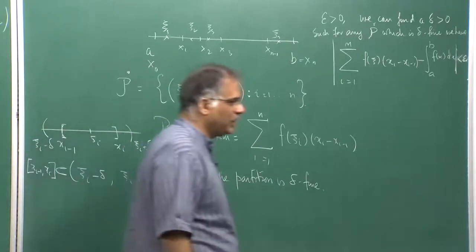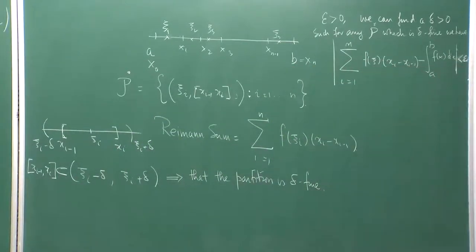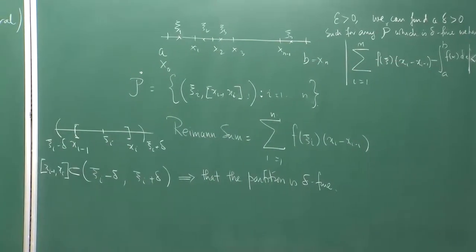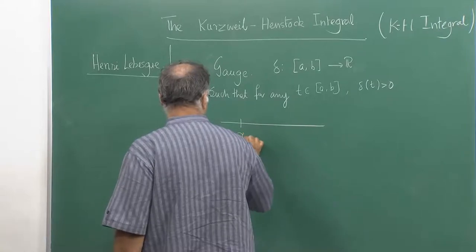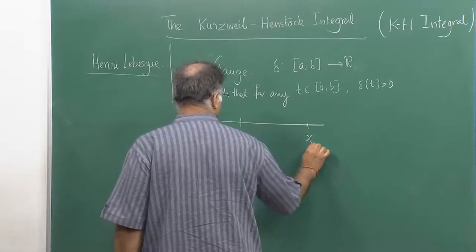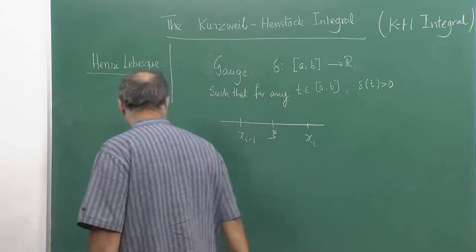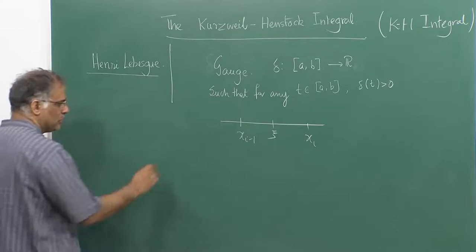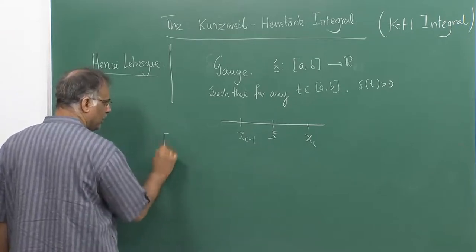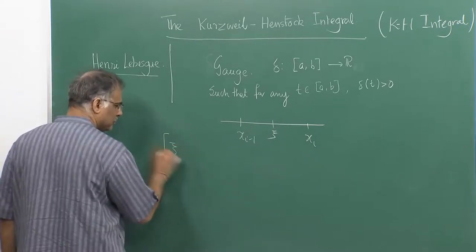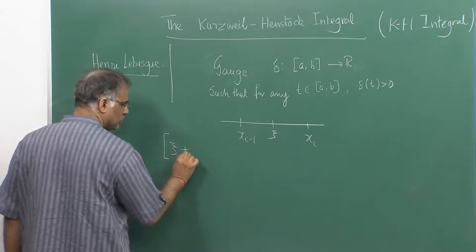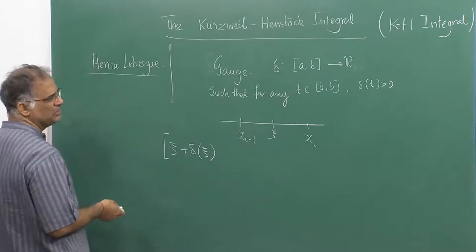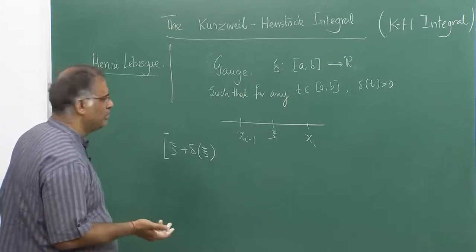So, now we will define in the same way. So, if you have an interval say x I minus 1 to x I, and if you have a xi, so what is that interval which is controlled by the gauge? So the gauge is controlling that interval, you can keep it as an open interval, you can keep it as a closed interval, it doesn't matter, it's up to you.